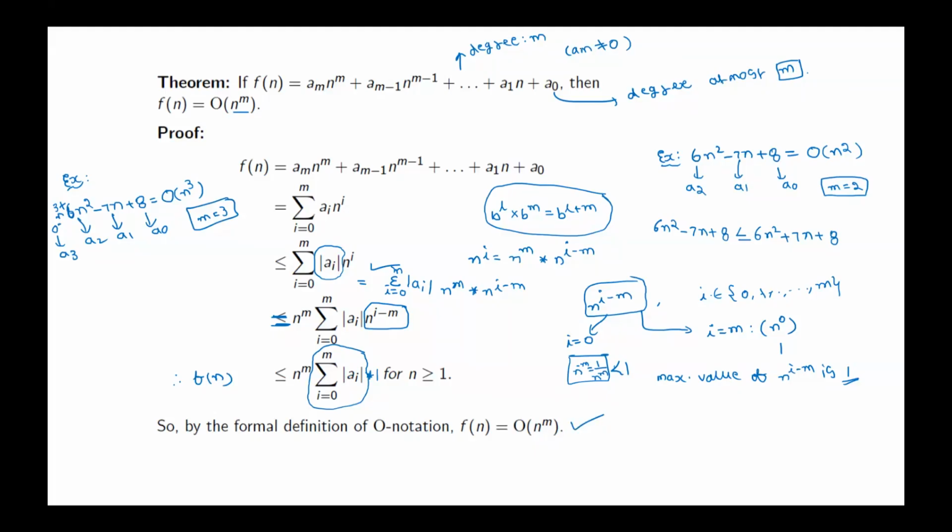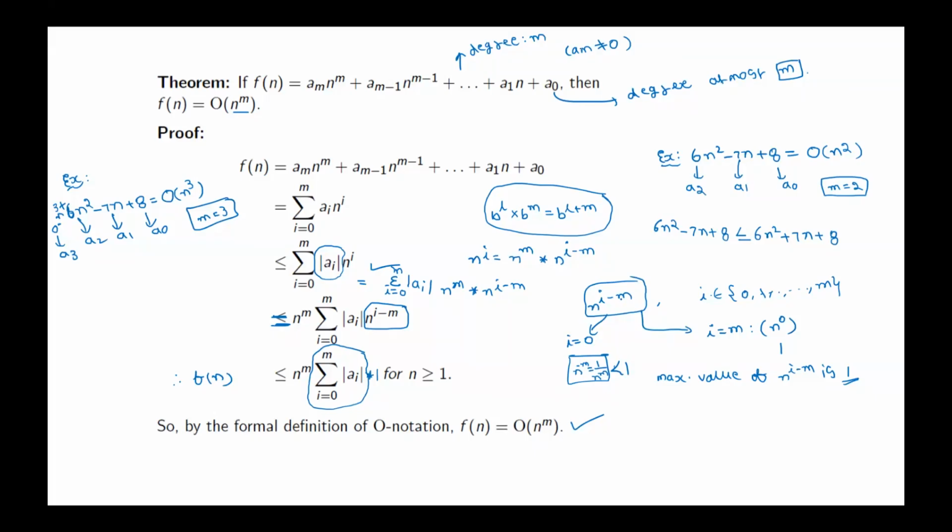Sir, if n power i minus m equals 1, how can we say that it is less than the expression? Because 1 by n power, for example, if i equals 0, it is less than 1. If i equals 1, this is 1 minus m. Then it will be less.